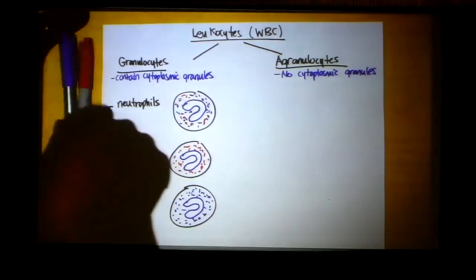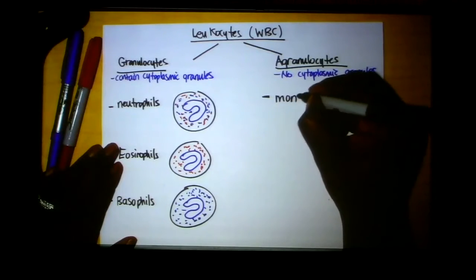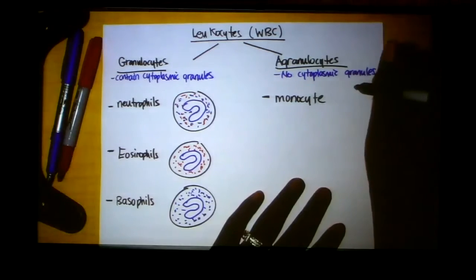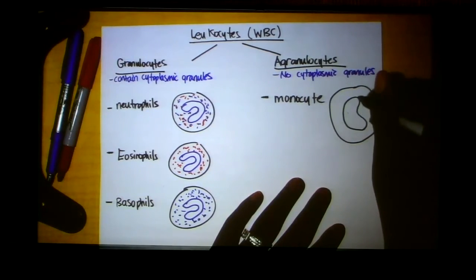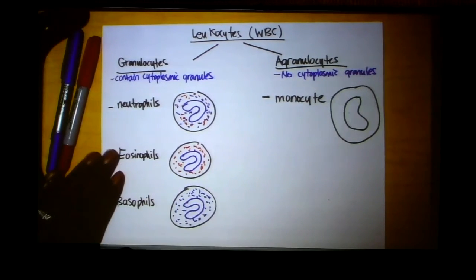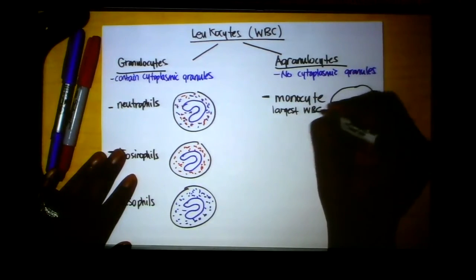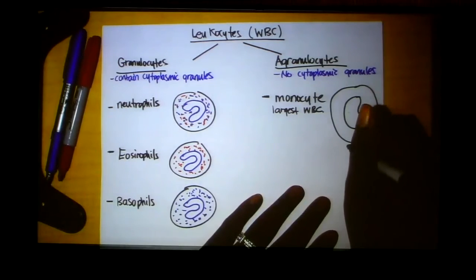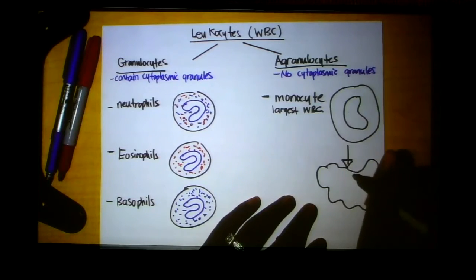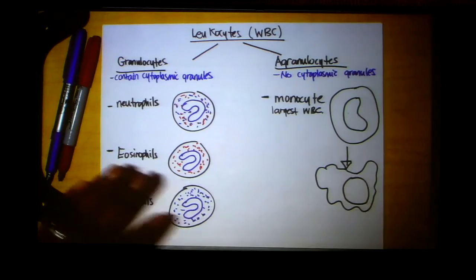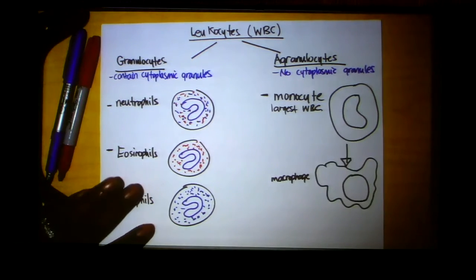All right, now the monocytes are a type of agranulocyte. And these are the largest cells in our leukocytes. These have a large kind of bean-shaped nucleus. All right, so I'll put here that these are the largest white blood cell. Okay. And these can then differentiate into our macrophages. Okay.